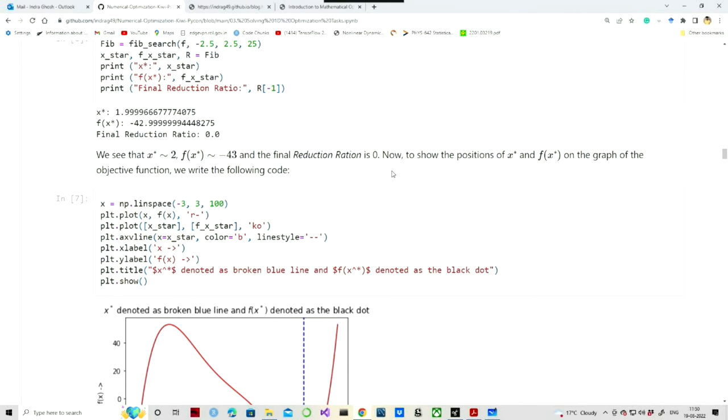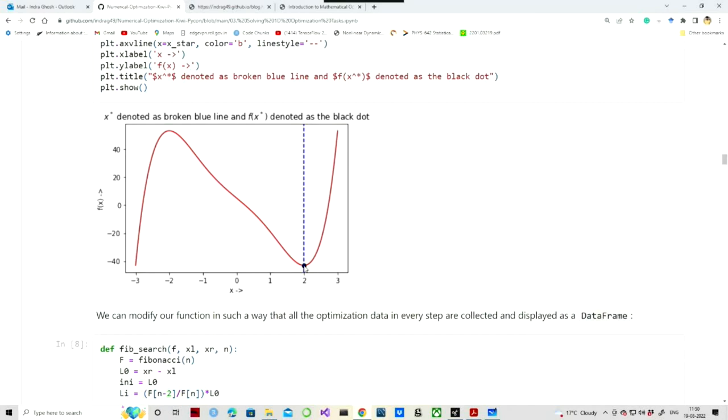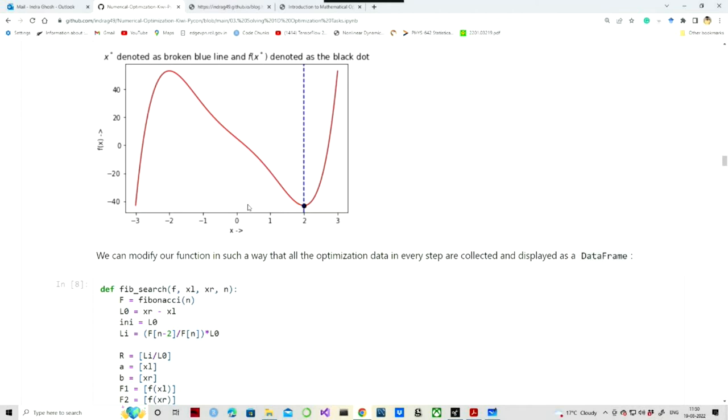Now to show the positions of X star and F of X star on the graph, we just make some more tweaks. This blue line denotes the position of the minimizer of this function. We see that it's 2. And the value of the function F of X at that point, F of X star, is around minus 43. So if you draw a horizontal line, you can see that.